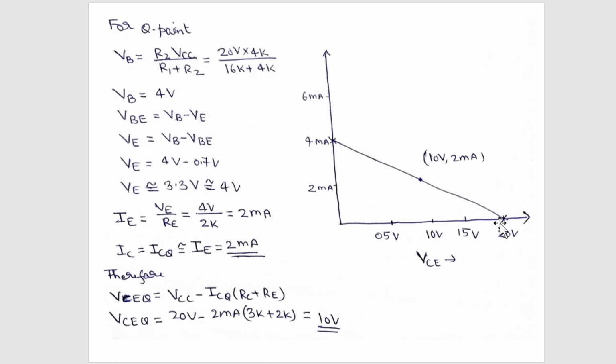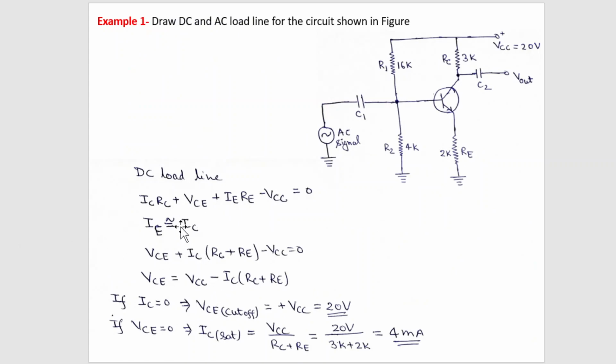Now, in order to draw the AC load line, we first have to find the Q point. To find the Q point, we first have to find the collector current, because the collector current is the Q point. To find the collector current, we have to determine the emitter current. How can one determine the emitter current? We have to find the value of the base voltage. If this base voltage is much greater than the base-emitter voltage, then this voltage will be equal to this voltage, and because this resistance is known, we can find the emitter current.